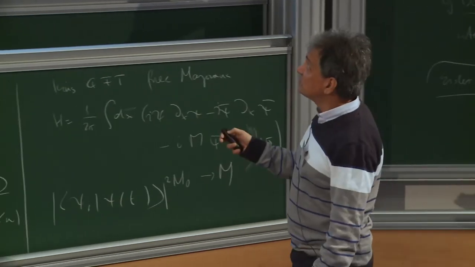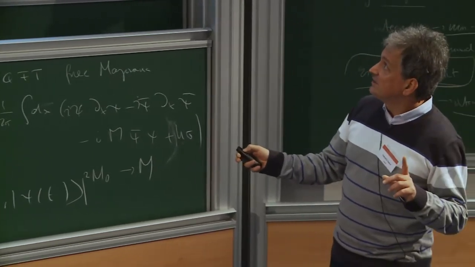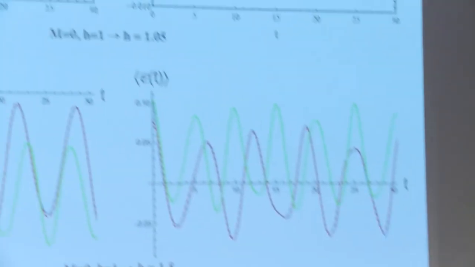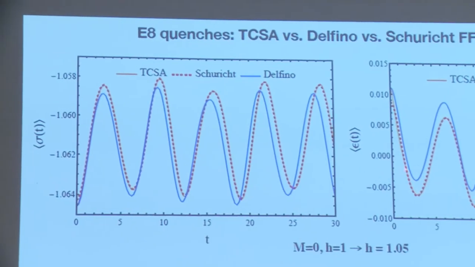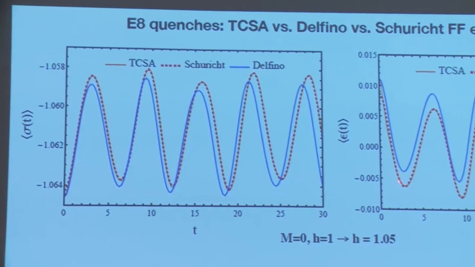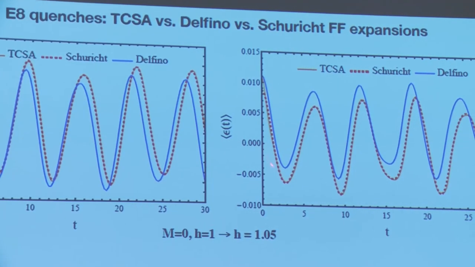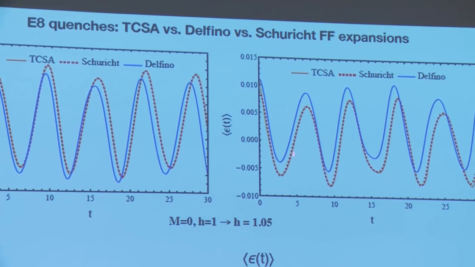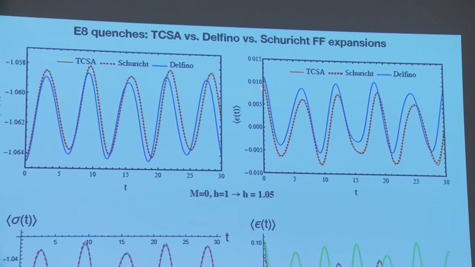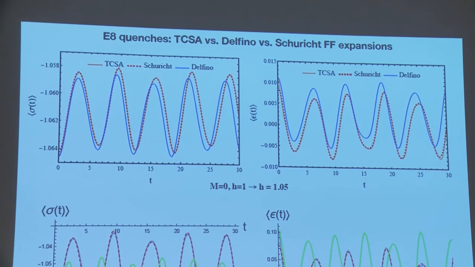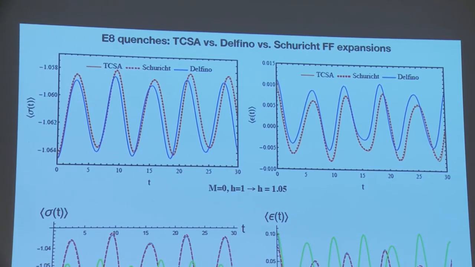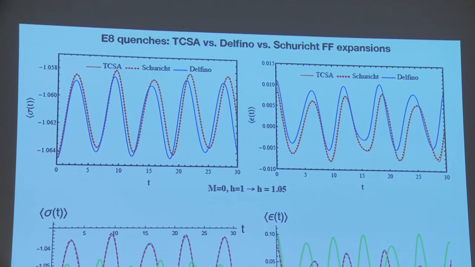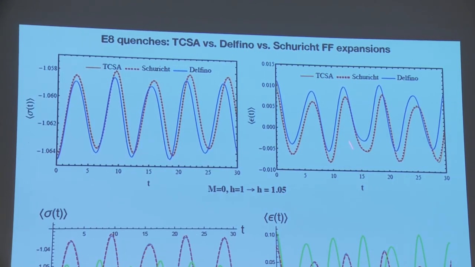So what you see is that the TCSA is very good, in the sense that it follows very soon. First of all, the Schuricht expansion is also very good, in the sense that even at very short times it is very precise. We are only keeping one-particle pieces. We are not even going to two particles in these expansions. We are just keeping the first one-particle pieces here, okay?